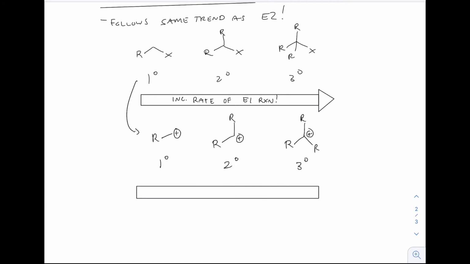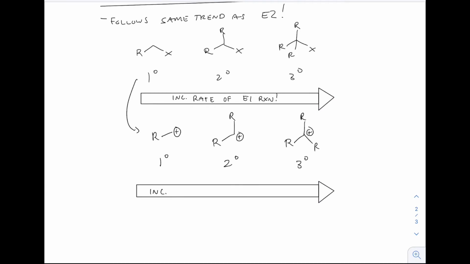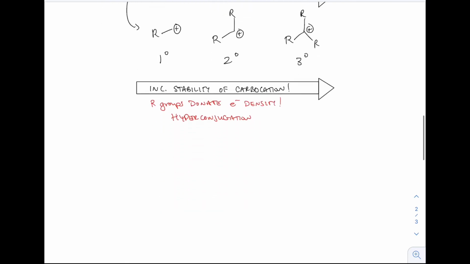So remember, when we talk about the stability of carbocations, we are talking about the number of R groups. Increasing R groups allows for a more stable carbocation, and so the trend goes from left to right, from a primary carbocation up to a tertiary carbocation. The additional R groups help donate electron density, and we look at this as hyperconjugation. Remember, those adjacent sigma bonds are donating into the empty p orbital of the carbocation.